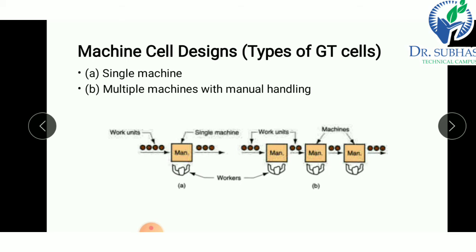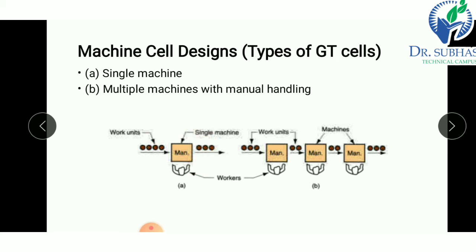Single machine cells are used if our product requires only one operation, one manufacturing process. Then we can use this kind of single machine cell.